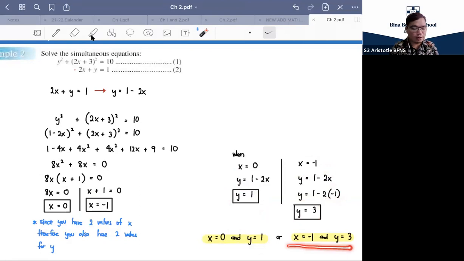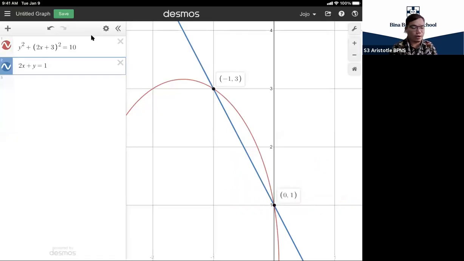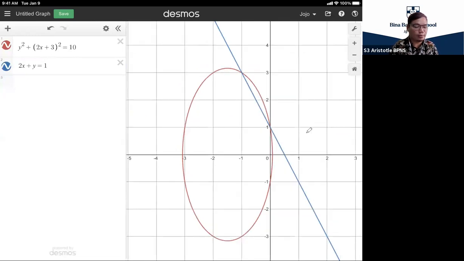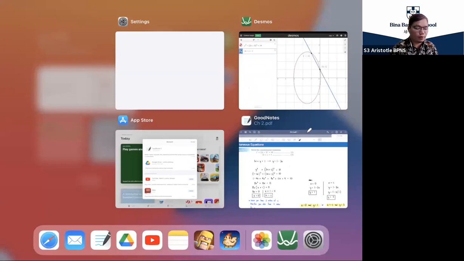All right, let's check again in Desmos if we got the same answer. We got the same answer. So we have -1 and 3 here, and then we have 0 and 1 over here. So we have solved those two points by doing some algebra. That's it for my first example.